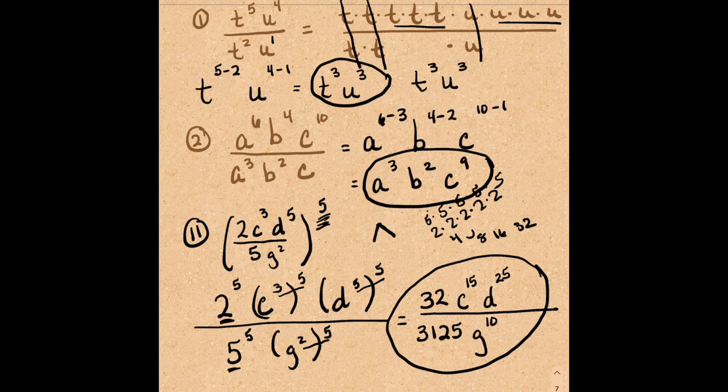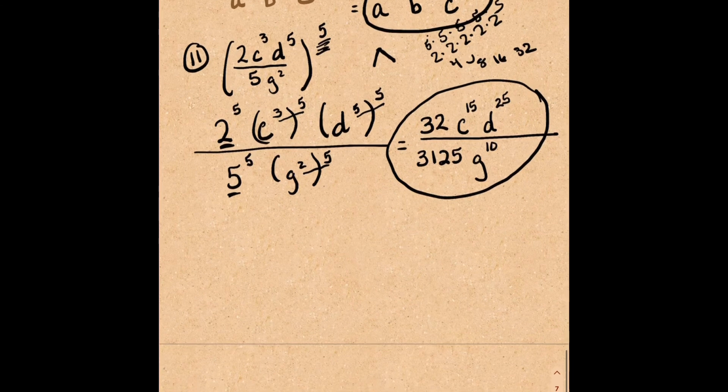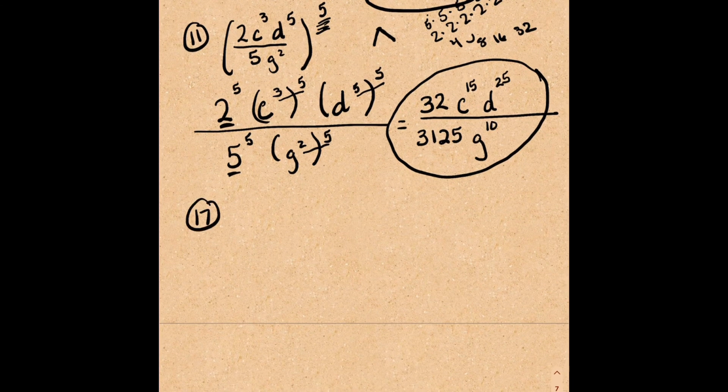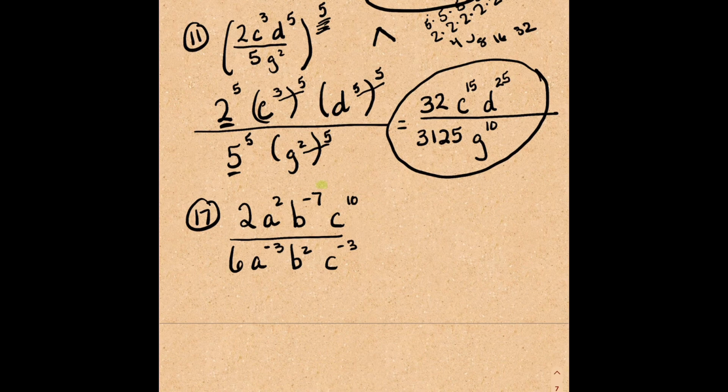All right, that was number 11, so let's also do something like number maybe 17. Try to just pick ones that look a little bit scary. 2a squared, b to the negative 7, c to the 10th over 6a to the negative 3, b squared, c to the negative 3. All right, I have some unhappy exponents. Look, he's unhappy, and he's unhappy. So let's make everybody happy.